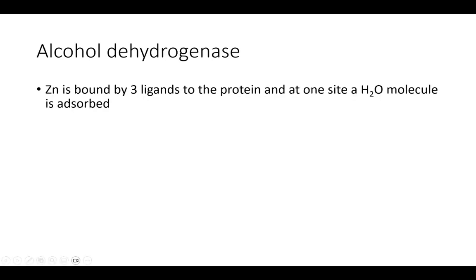Alcohol dehydrogenase is an enzyme where zinc is bound by 3 ligands to the protein. At one site, a water molecule is absorbed. This will allow for the conversion of aldehyde to ethanol. This is a very important process in metabolism. It is common in roots.